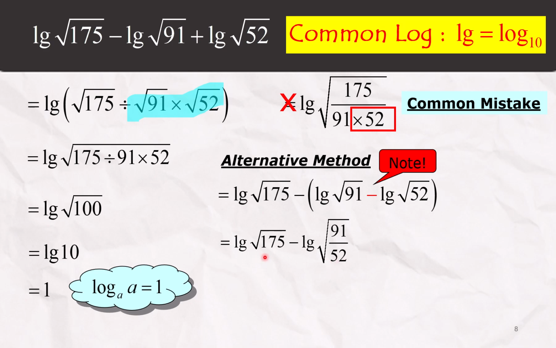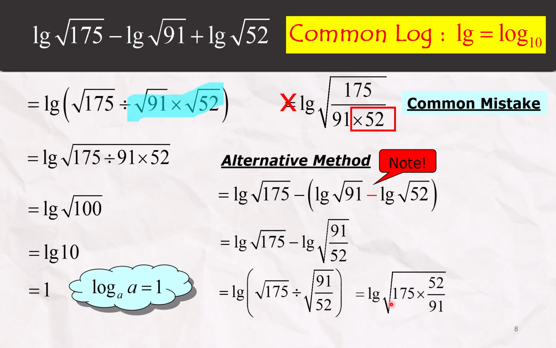So again, I'm going to apply the quotient rule again. So this will give me the square root of 175 divided by this. So if I simplify, in the end I will be able to get 175 times 52 over 91, instead of the 52 as the denominator. So do take note of this. Again, with this, I simplify, and I will be able to get log of the square root of 100, and I already explained that log base 10 of the square root of 100 is actually equal to 1. So this is how the question is done.